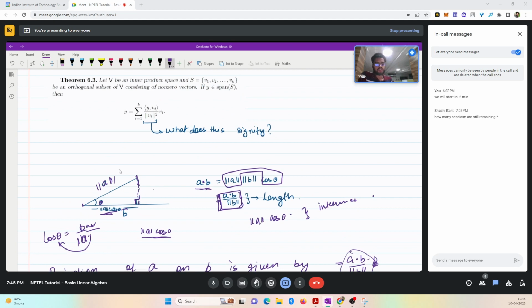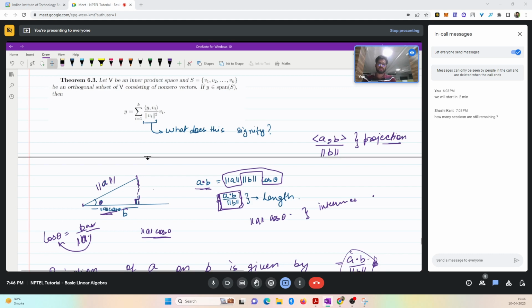Now we had projection in terms of dot product. If we extend this to an inner product, then it is given by A inner product B divided by norm of B. This is the projection. I'll go slow here.